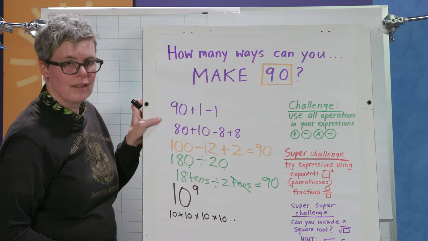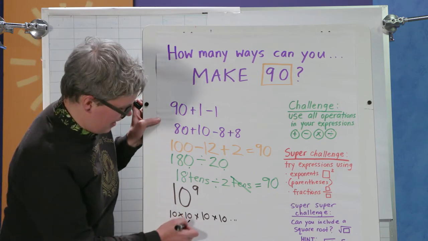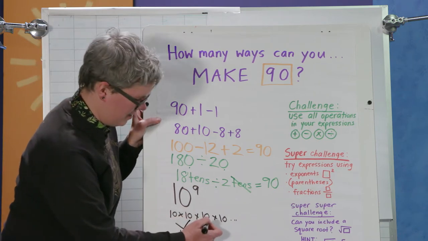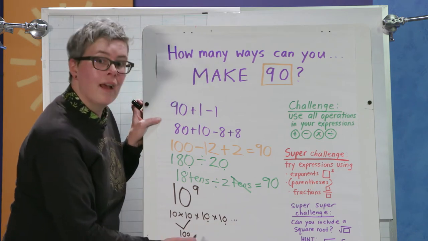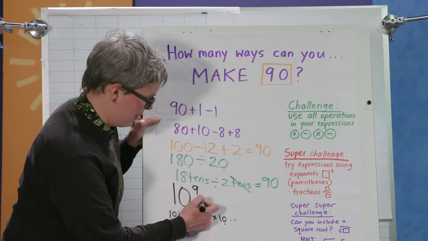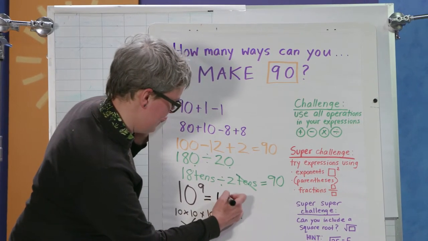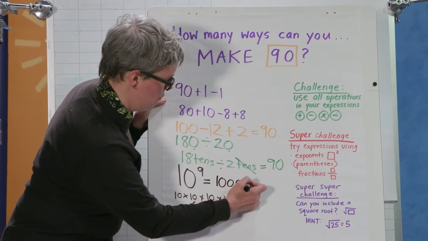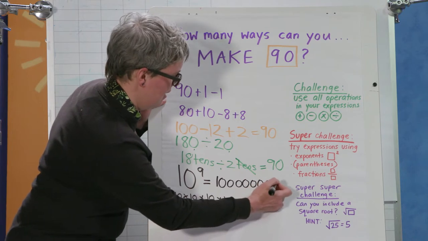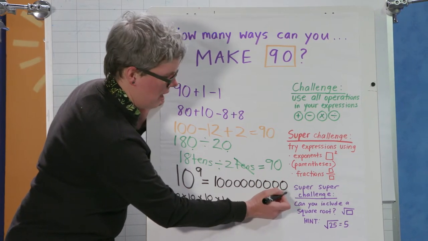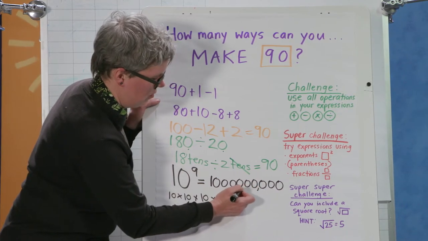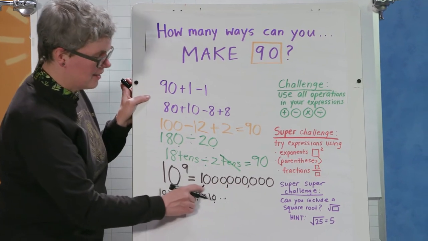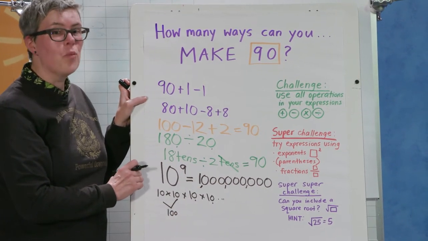What are you thinking? I'm thinking, I already know that 10 times 10 is 100. And do you remember that lesson from last time? Every time we append a zero, the number gets 10 times bigger. So actually, 10 to the ninth power is 1 with 9 zeros. 1, 2, 3, 4, 5, 6, 7, 8, 9. Remember our commas? 1, 2, 3, comma, 1, 2, 3, comma, 1, 2. Whoa! Thousands, millions, billions. 10 to the ninth power is 1 billion.